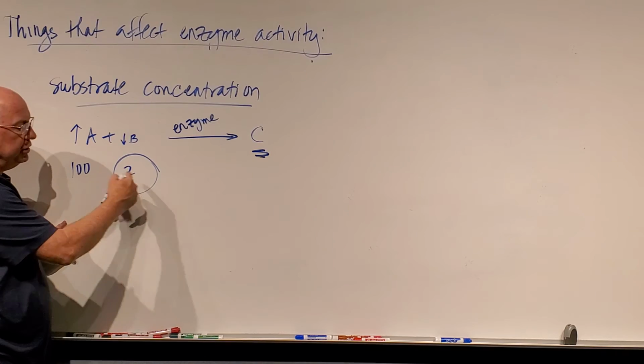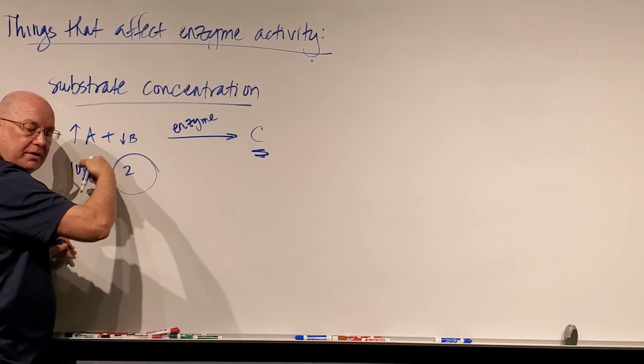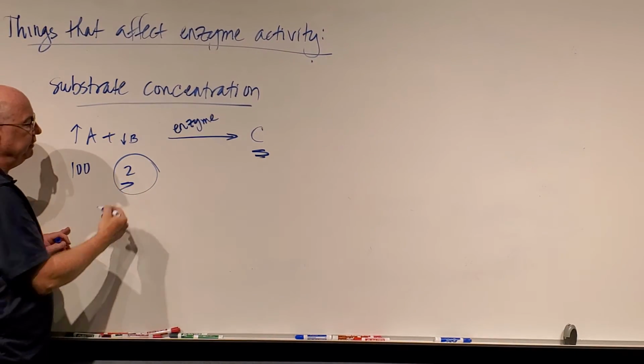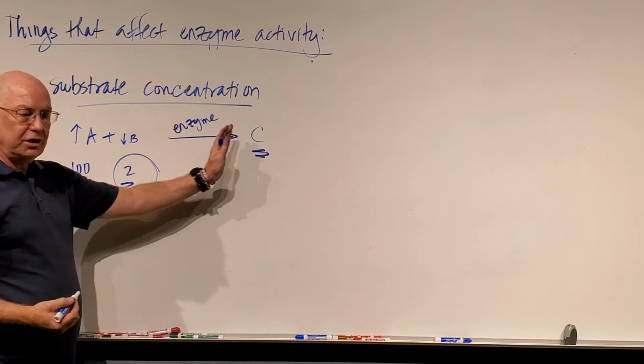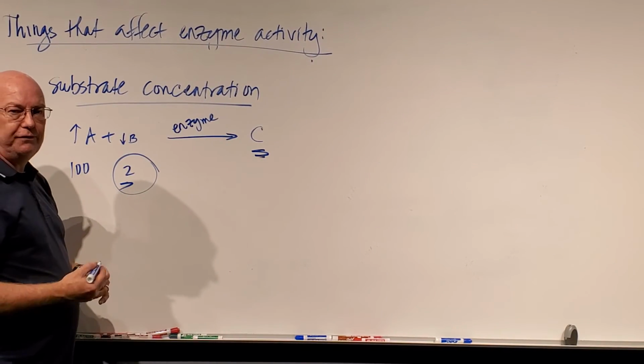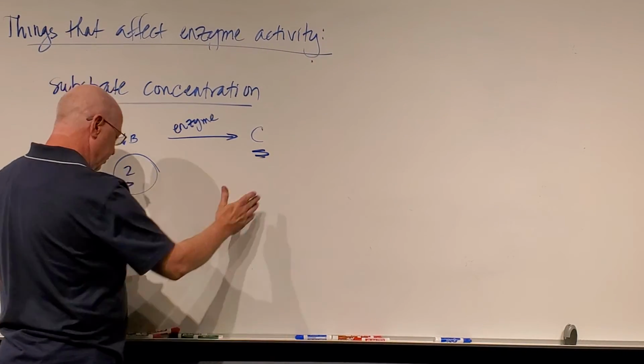So the concentration of the substrates can affect the rate of the enzyme reactions. If I don't have enough substrate, the enzyme reactions won't happen rapidly. There won't be enough of them. I won't get enough product.